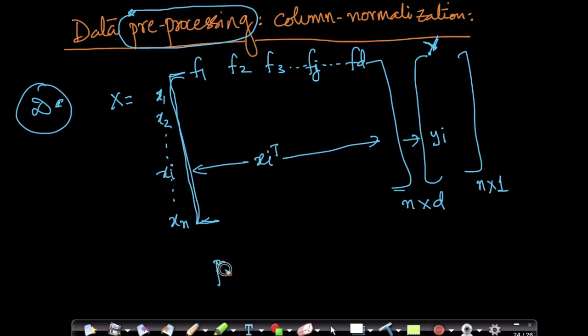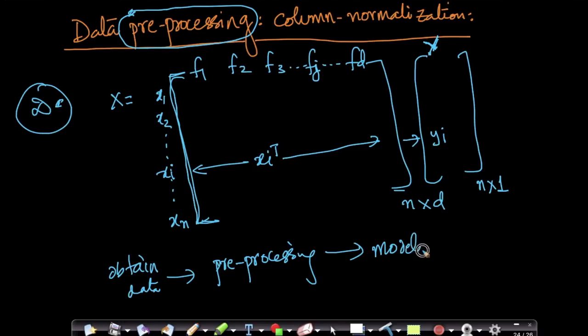So typically, you do data pre-processing as a stage. You obtain your data, and then you perform a bunch of data pre-processing operations, depending on the problem, and then you do your data modeling.